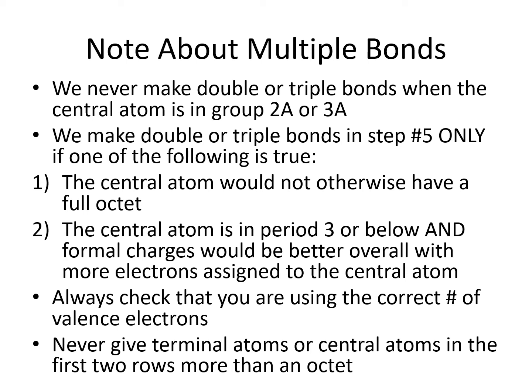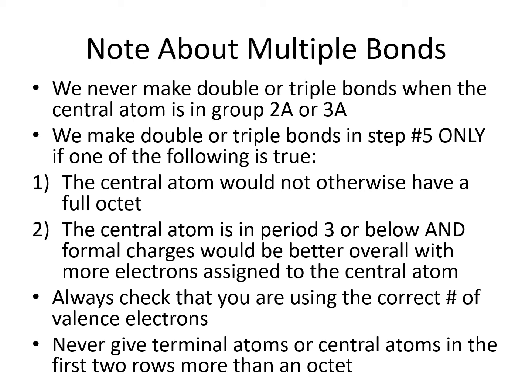Here is a summary of some of the trickier things we have talked about related to making double or triple bonds. We never make them when the central atom is in group 2A or 3A. We always make them in step number 5 if the central atom is not in 2A or 3A and still needs electrons to complete its octet. Now you've just learned that we also make double or triple bonds if demanded by formal charges. If the central atom is in period 3 or below, you're especially going to want to check formal charges to see if it needs more bonds in order to lower formal charges.